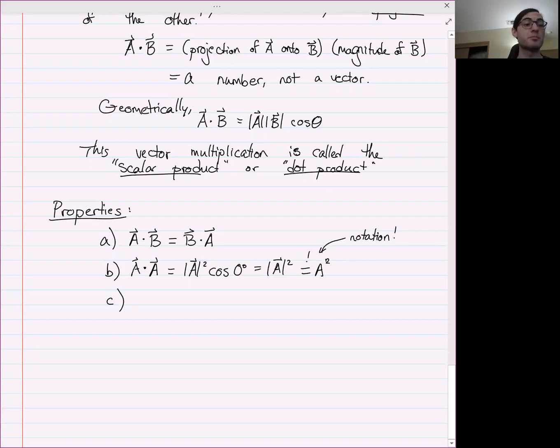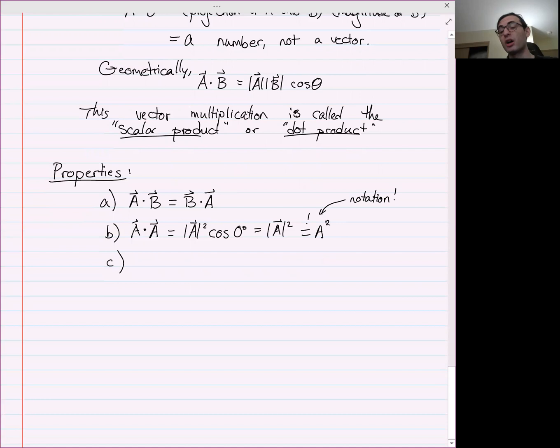Another property. We can talk about the dot product of unit vectors. So the unit vector i points in the x direction, has length 1. Dotted into itself, well, we know that any vector, including unit vectors, dotted into itself is just equal to the magnitude squared of the vector. What's the magnitude of a unit vector? It's just 1. So i dot i is 1.